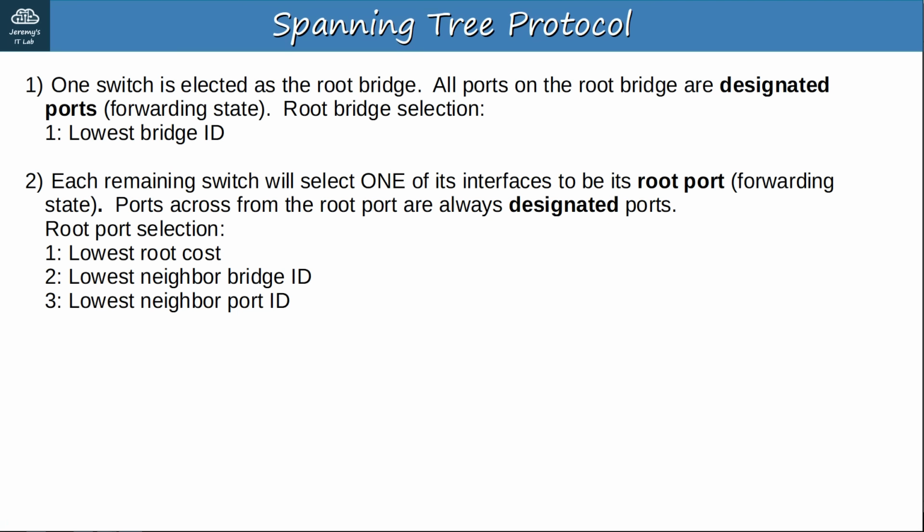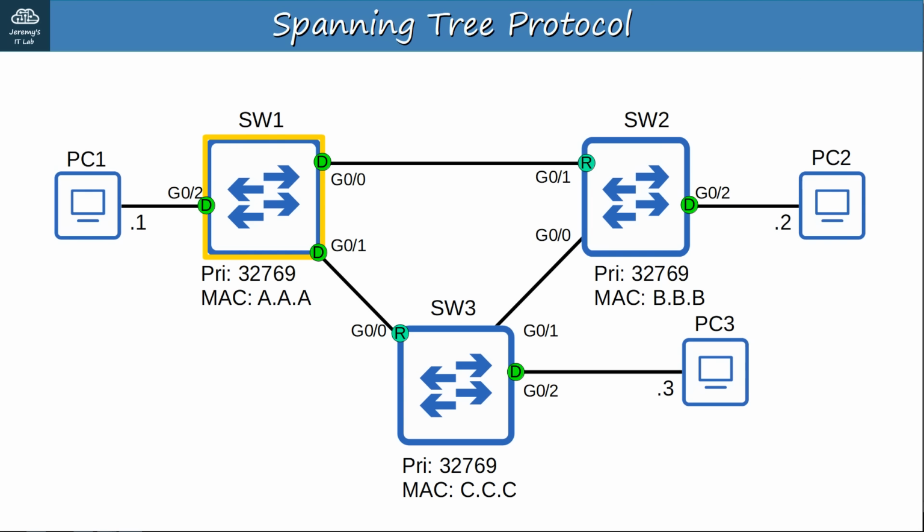Okay, so this is our process so far, but it's not complete. We still haven't blocked any ports, and we need to block some ports to prevent layer 2 loops. So let's return to our previous topology. All that's left is this connection between switch 2 and switch 3. So far, all of our ports are in a forwarding state. Both root ports and designated ports are always in forwarding state.